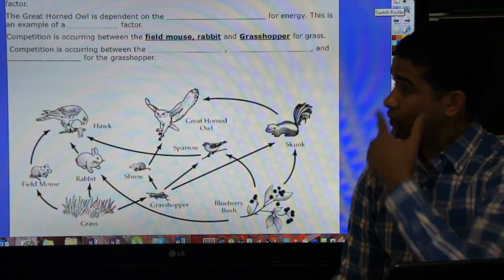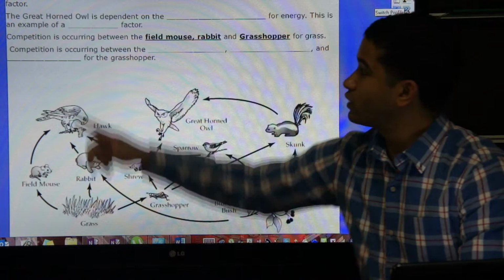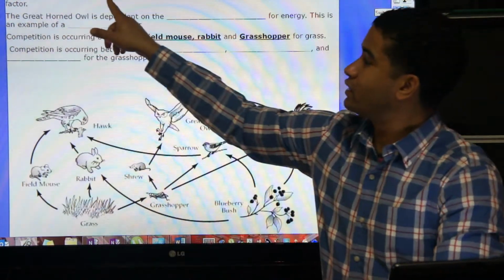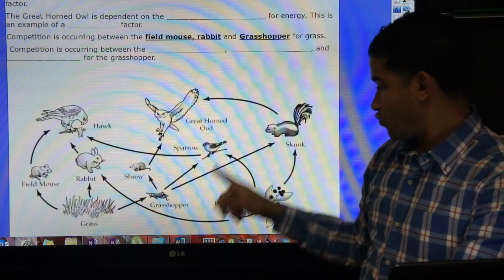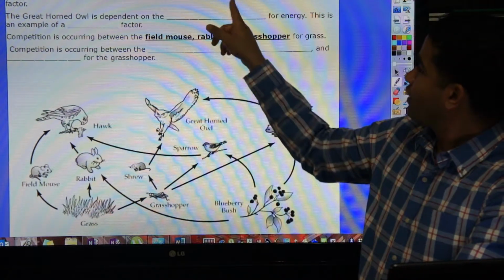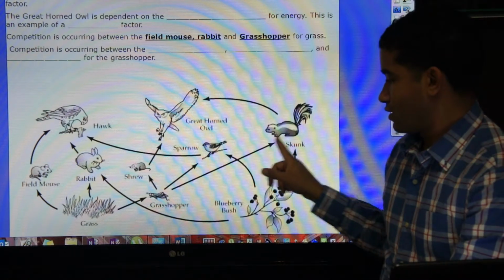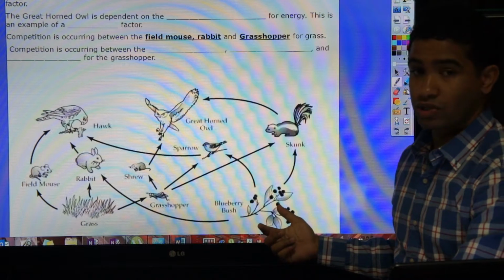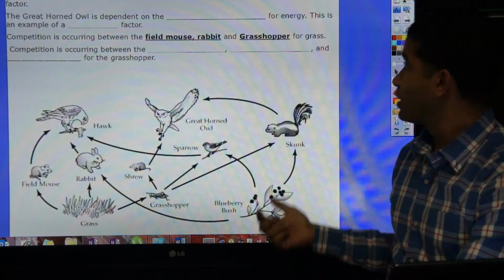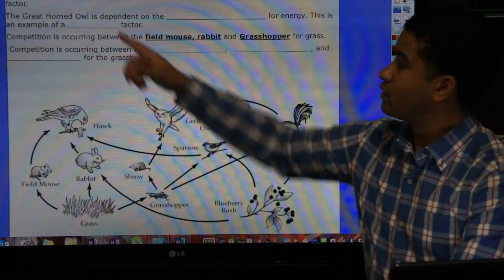Okay. All right. I filled in 2 of them for you. You fill in the other 2. So the first one, the skunk is dependent on the grasshopper for energy. This is an example of a biotic factor because he's eating the grasshopper. I could have said the blueberry bush. The skunk is dependent on the blueberry bush. It would still be a biotic factor. Okay? Fill in this one.